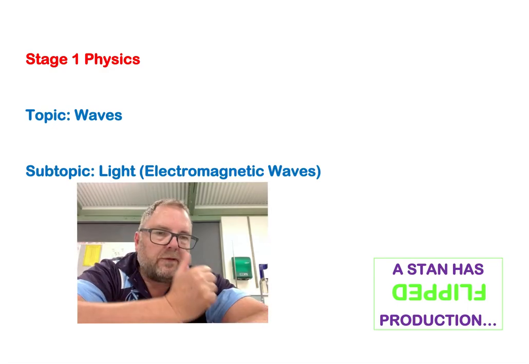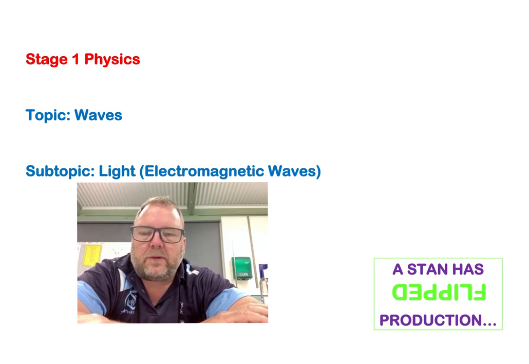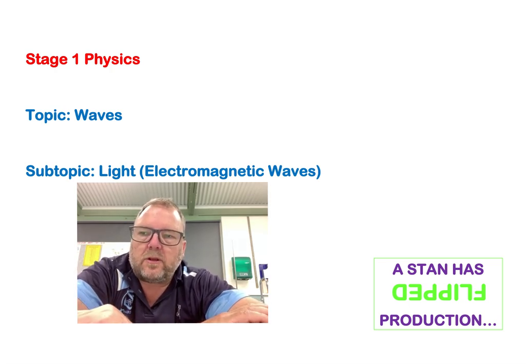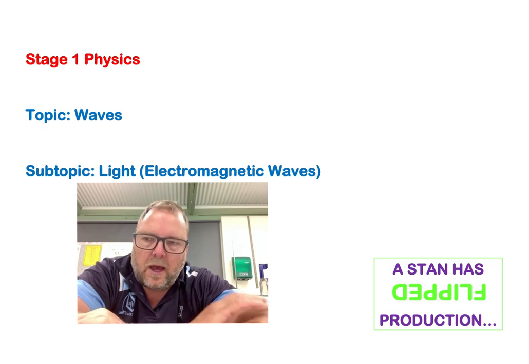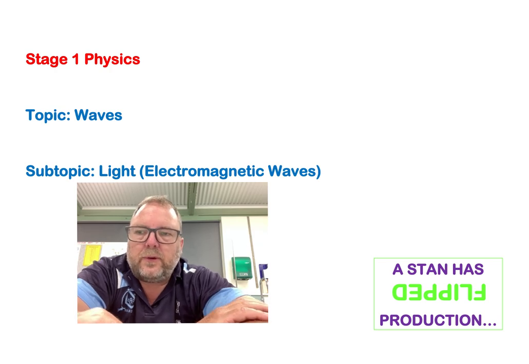So in this third and final flipped lesson on waves, we're going to look at light and electromagnetic waves. Light is one example of an electromagnetic wave, but there's also lots of other important examples of electromagnetic waves. And we're going to look at some of the phenomena and behaviour that we see with those. Let's get into it.